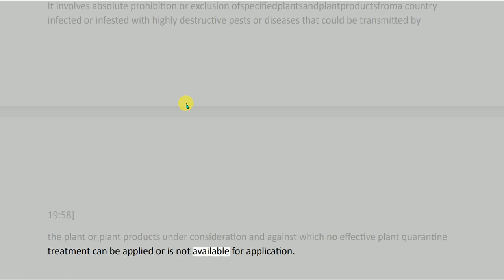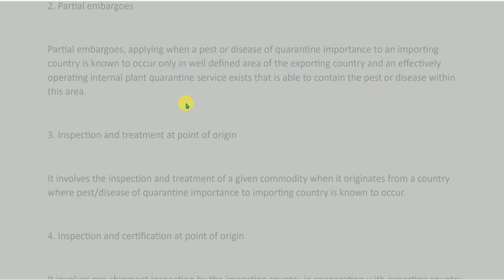2. Partial embargoes. Partial embargoes apply when a pest or disease of quarantine importance to an importing country is known to occur only in a well-defined area of the exporting country and an effectively operating internal plant quarantine service exists that is able to contain the pest or disease within this area. 3. Inspection and treatment at point of origin. It involves the inspection and treatment of a given commodity when it originates from a country where a pest or disease of quarantine importance to the importing country is known to occur.